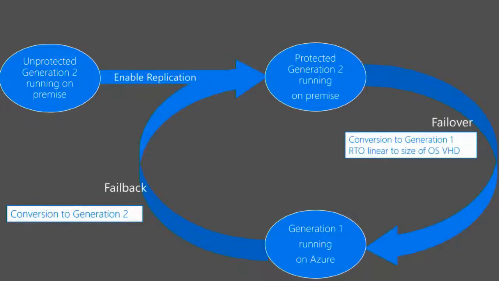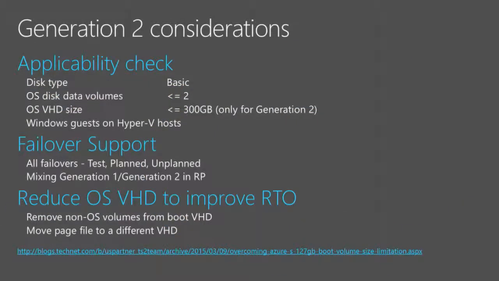And on the way back, like I called out, they do not want their on-premises environment to be changed. On the way back, we do the conversion back to Gen 2. So we do an applicability check, we do a conversion, and then we do a conversion back. Let's look at some of the details around this. So what do you need to consider when you're doing this? There's an applicability check, the list is there. If you have more than 2 data disk OS volumes inside the OS volume, we do not support that.